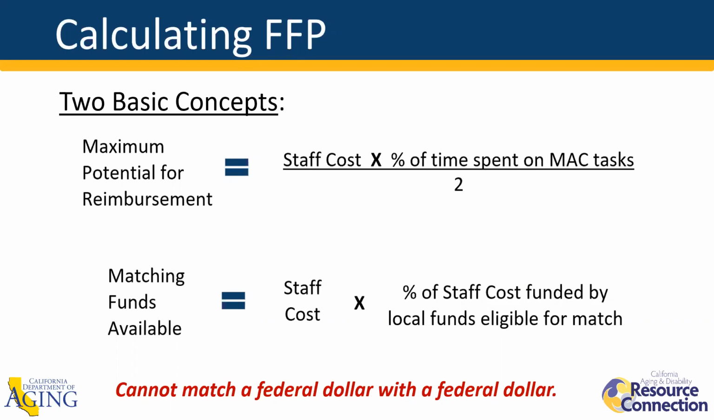And in order to do that, you just take the total cost of that staff member and multiply it by the percentage of that position that is funded by local dollars. So if your matching funds available are equal to or more than that maximum potential for reimbursement, you can claim that maximum FFP. But if your matching funds available are less than the maximum potential for reimbursement, you won't be able to claim that maximum amount. It doesn't mean you can't claim anything. It just means you can only claim up to what you have available for match.